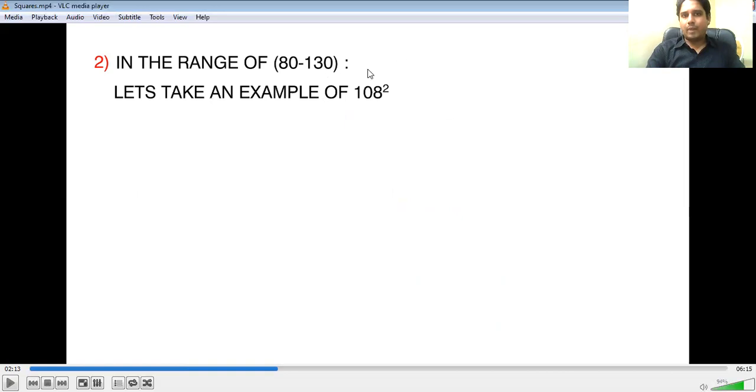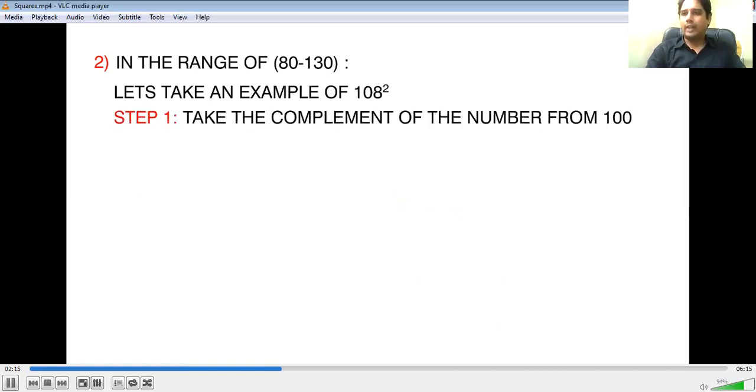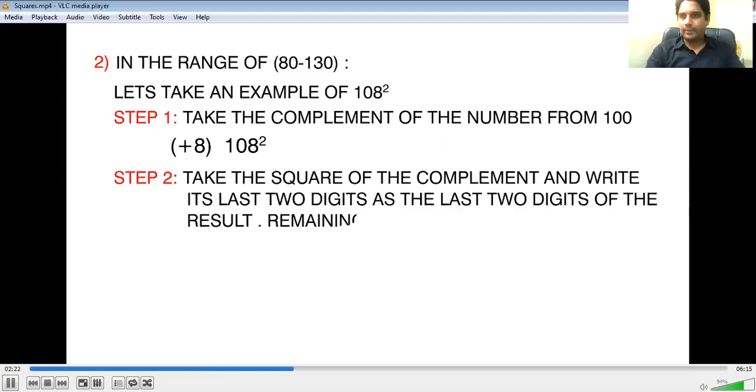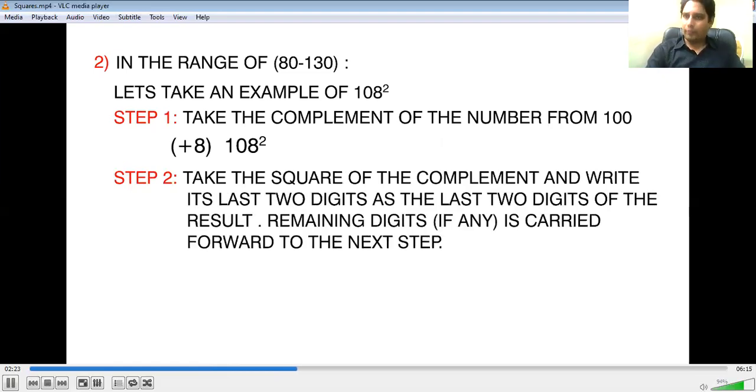Now let's take an example of 108 square. So 108 is 8 more than 100, so our complement will be plus 8. Step 2 is exactly the same, which we did for the range of 30 to 80. So here we'll be taking the square of 8. 8 square is 64. Hence the last two digits will be 64.